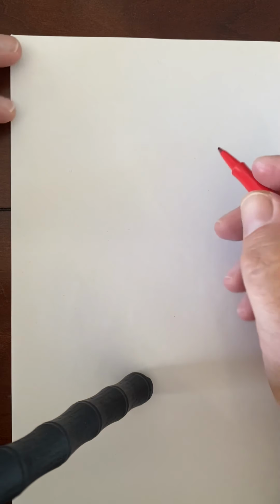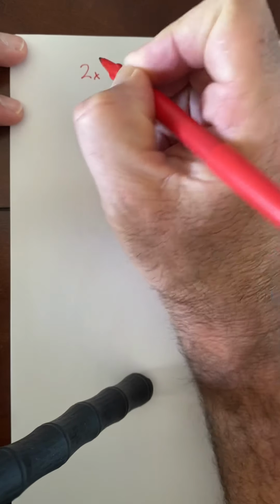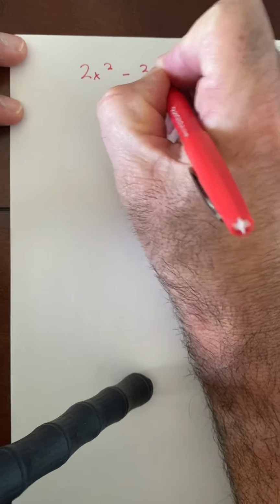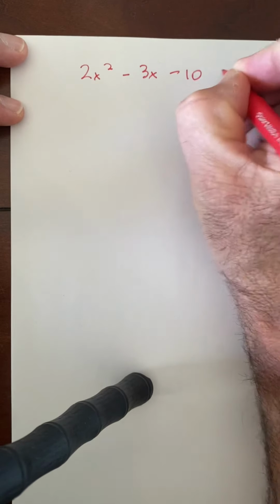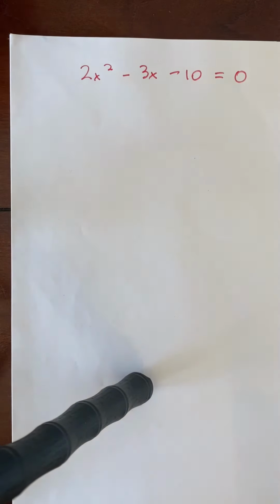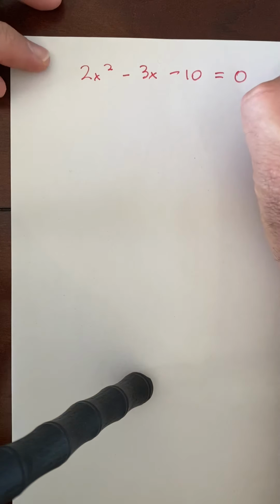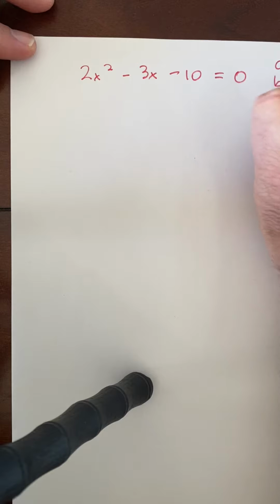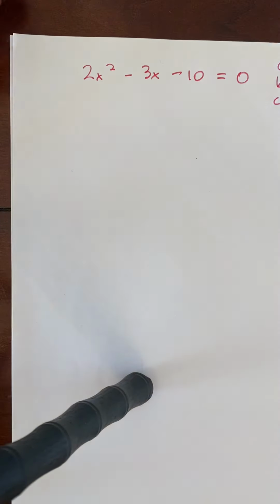So in this example, 2x squared minus 3x minus 10 equals 0. So you can see the equation is in standard form. Over here, I want to identify a, b, and c. A is 2, b is negative 3, and c is negative 10.